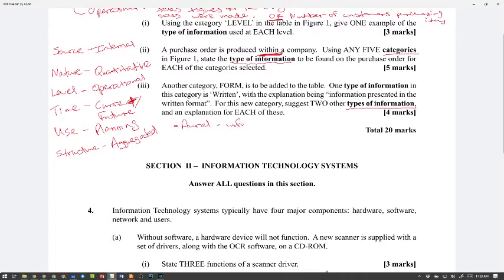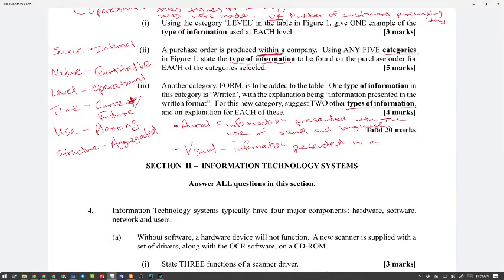Right, oral: information presented with the use of sound and language. If you put with the use of words, probably you'll still get it, yeah. Visual: information presented in a form that can be interpreted. Example, graphs. This one will be easy to put a nice example, graphs. Oral would be like, example, speaking.